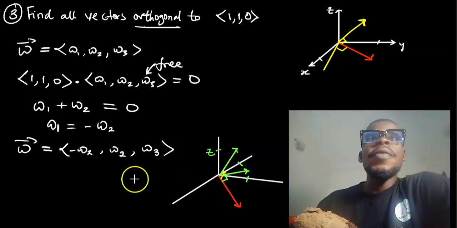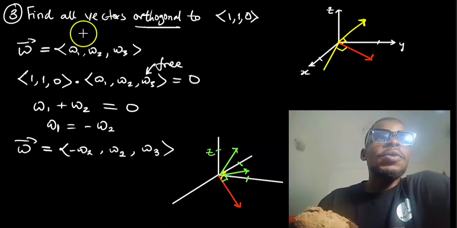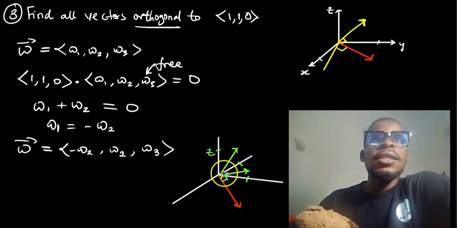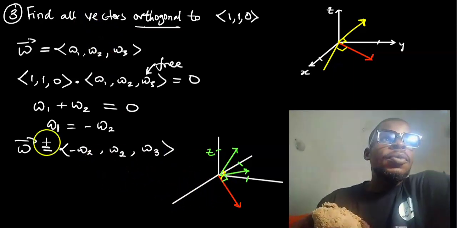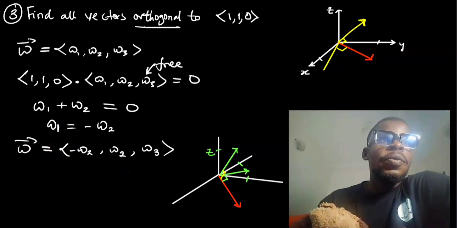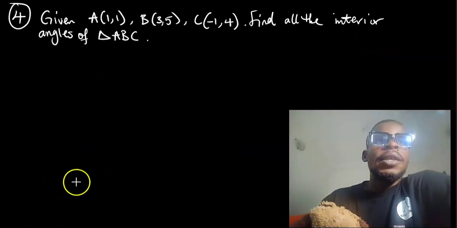So let me just use a different ink to show that it could still be orthogonal to the original vector. It could be infinitely many of them. That's why the question says to find all vectors orthogonal to that. So you could assume w to be anything, but this is the structure we are expected to have.